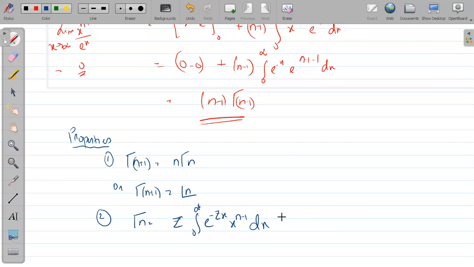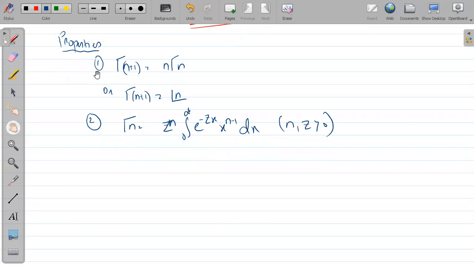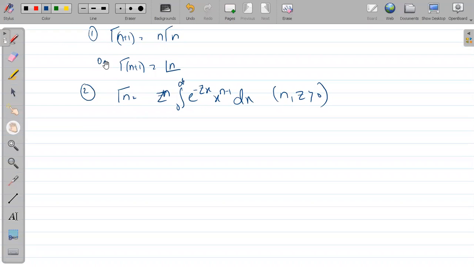Now you will say, sir, what is z? So I am saying here z can be any positive real number. Whatever you are putting inside gamma must be positive, and here z must be positive. This is property number 2. Okay, let's prove it. It is important. Whenever required, we will be using it.